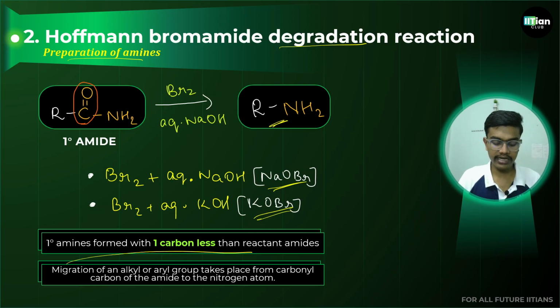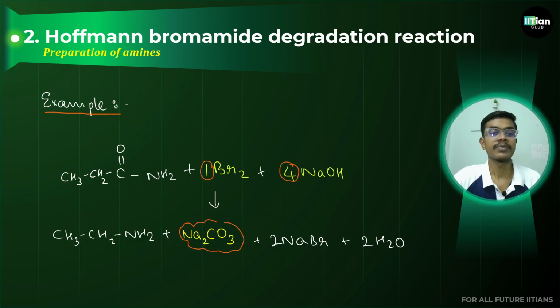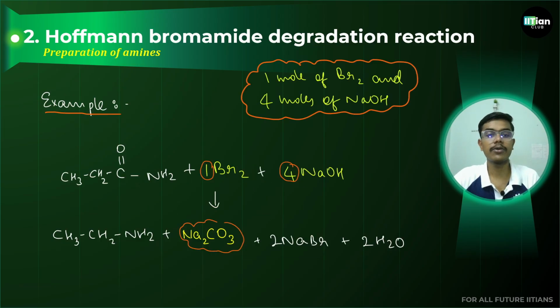As we saw, 1 degree amine is formed with 1 carbon less than the reactant amide. This is an example, and you see that 1 mole of bromine and 4 moles of NaOH are reacting to form this 1 degree amine over there, and Na2CO3 is also formed.